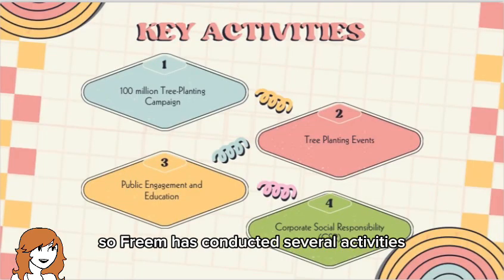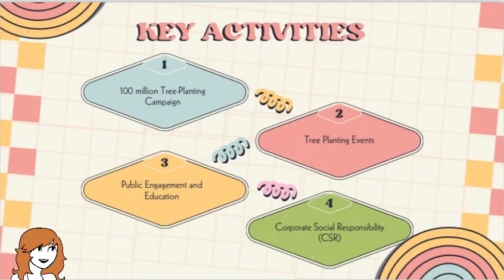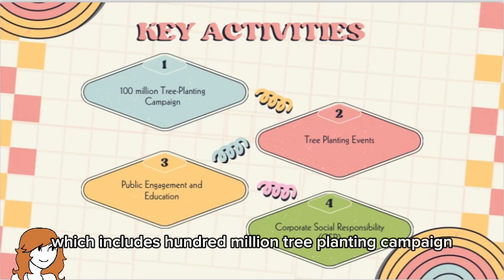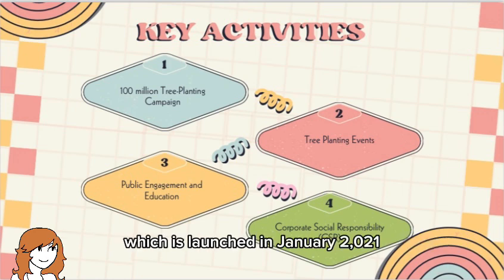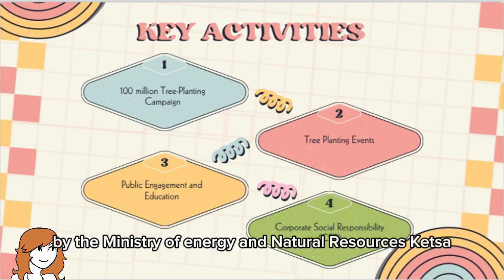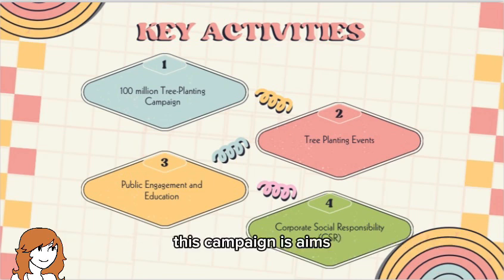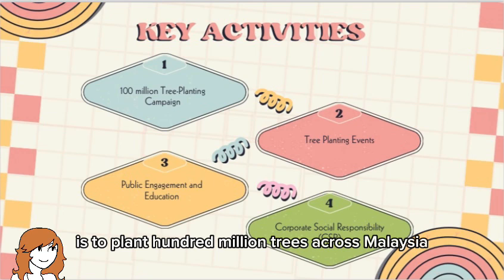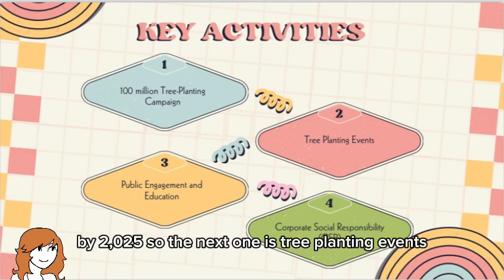So FRIM has conducted several activities, which include the 100 million tree planting campaign, launched in January 2021 by the Ministry of Energy and Natural Resources, KETSA. This campaign aims to plant 100 million trees across Malaysia by 2025.